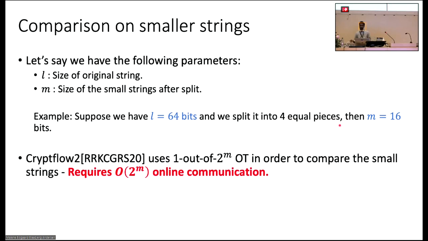Now, a recent protocol proposed by Rathi et al. called CryptFlow2 uses 1 out of 2 raised to m OT in order to compare these small strings. The problem is that using this 1 out of 2 raised to m OT requires order 2 raised to m online communication. So our approach is the following.